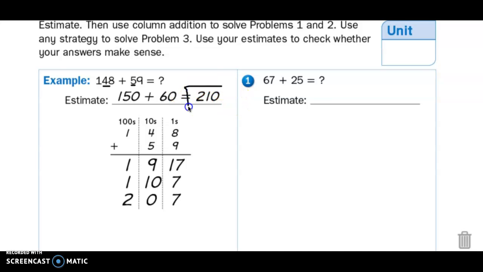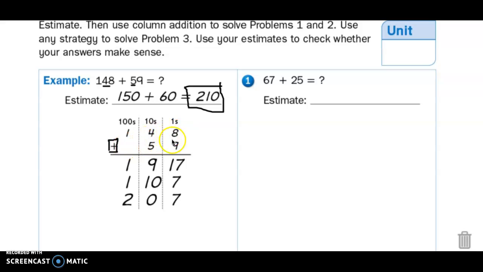This is what our exact answer is going to be about. And we say about because we're not using exact answers. All right, they put 148, the bigger number on top, plus 59. We're adding again. Now they divided them into columns, the hundreds place, the tens place, and the ones place. Let's see what they did.